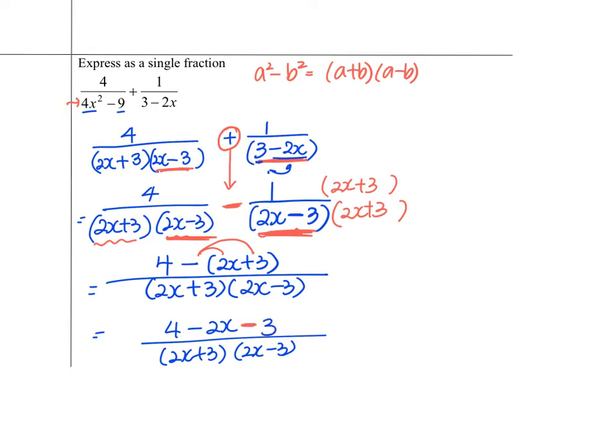So be careful of the careless mistakes that students can make here. And the final answer will be 4 minus 3 is 1, minus 2x, over 2x plus 3, 2x minus 3. Nothing to factorize and no common factors, so this will be the final answer.